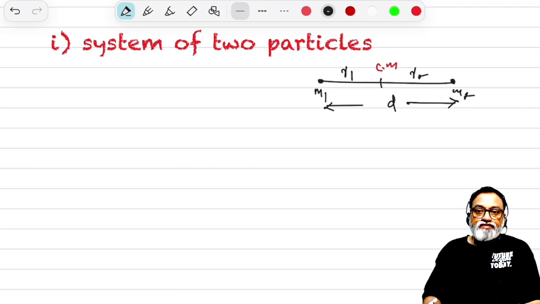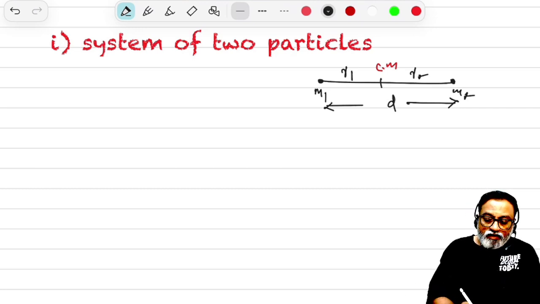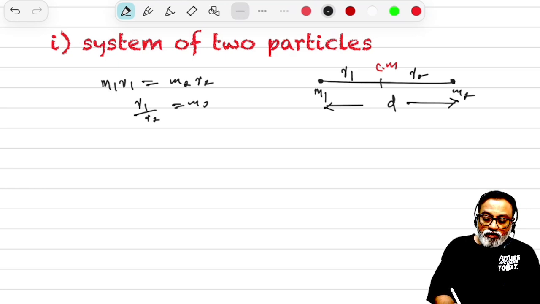According to the properties of center of mass, the sum of the mass moments about the center of mass is 0. Therefore, here M1 R1 is equal to M2 R2. Therefore, R1 by R2 is equal to M2 by M1. So, this is one important relation.